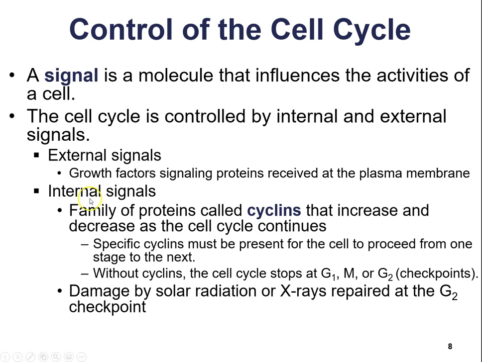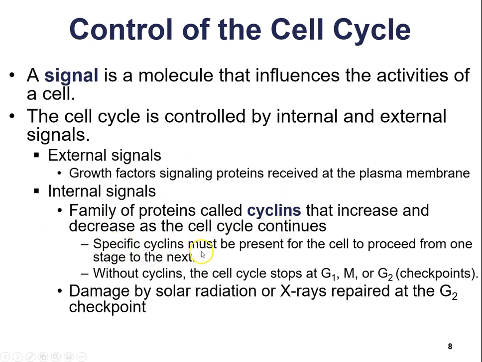There are also internal signals, and there's one particular family of proteins called cyclins. Again, these are inside the cell, right? And these cyclins are there to control the cell cycle, meaning moving from G1 to S into G2. That movement through those stages or phases is controlled by cyclins, okay?